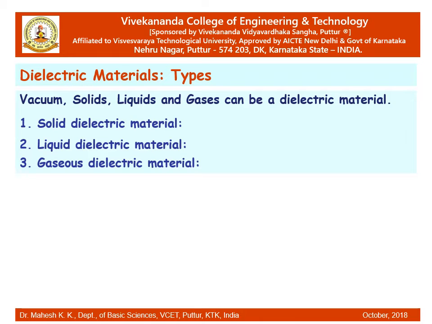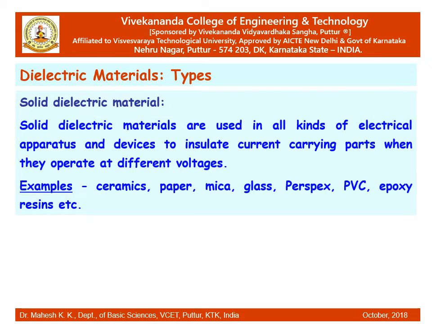Now let us just look into the types of dielectric materials. Usually all these, vacuum, solids, liquids and gases, are dielectric materials. Apart from vacuum, we have solid dielectric material, liquid dielectric material and gaseous dielectric material.